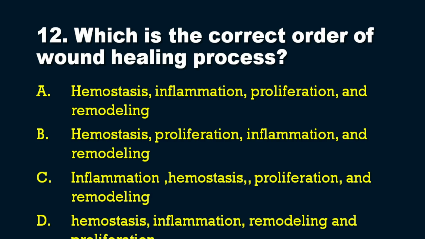So the wound healing process, these things are very important from an exam point of view. So what is the order? The answer is option A, that is hemostasis, inflammation, proliferation and remodeling. So you can remember it like HIP. Okay, H for hemostasis, I for inflammation, P for proliferation and R for remodeling. So we will see each stage in very short, very important points from an exam point of view.